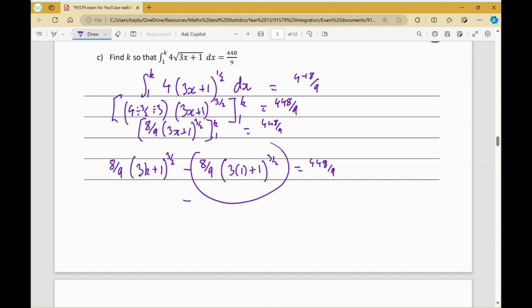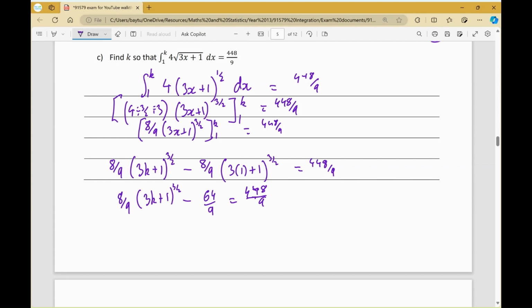This whole thing here, that's all numbers, so we can calculate that. That comes out to 64 over 9. And for the first one, not really an awful lot we can do with that at the moment. So it all equals 448 over 9.